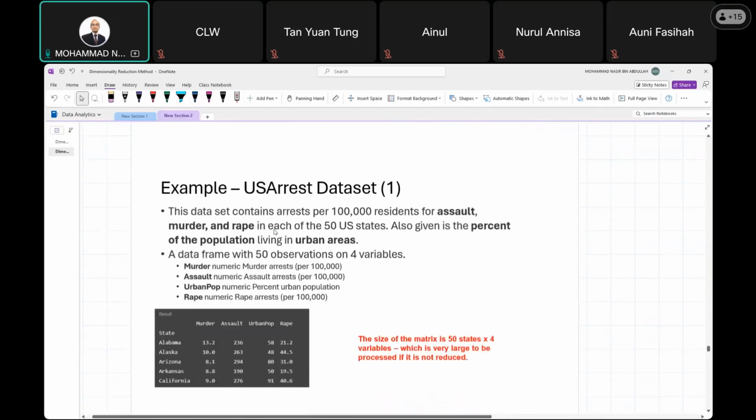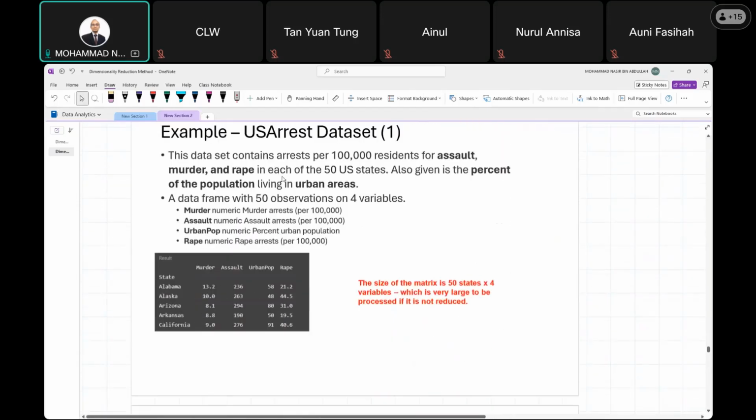Next, we look at the US arrests data set. I think I already provided the data on my website, so you can download the US arrests data. This contains arrests per 100,000 residents for assault, murder, and rape for each of the 50 US states. So in this data set we have 50 observations, 50 states, and four variables, which are murder, assault, urban population, and rape.